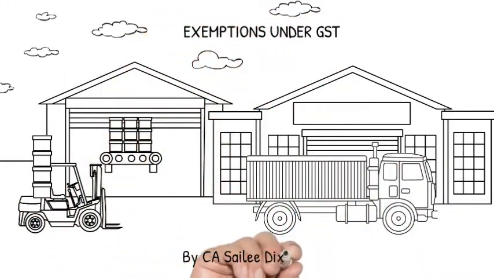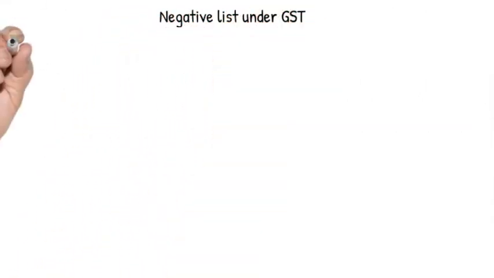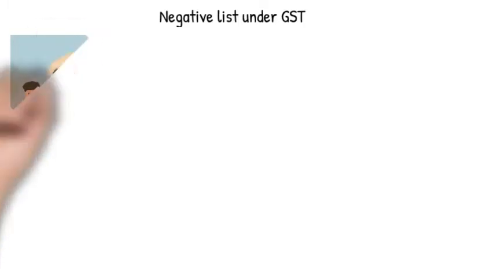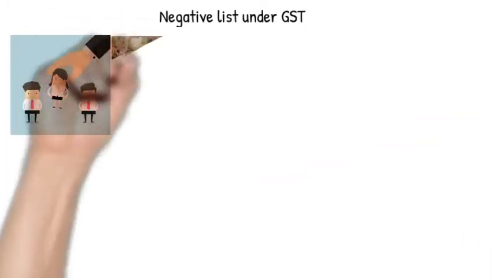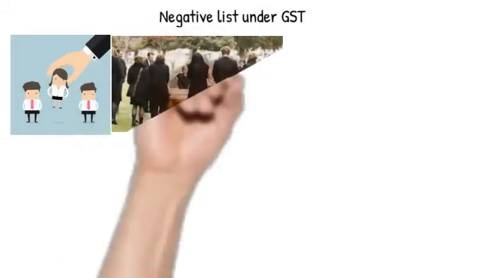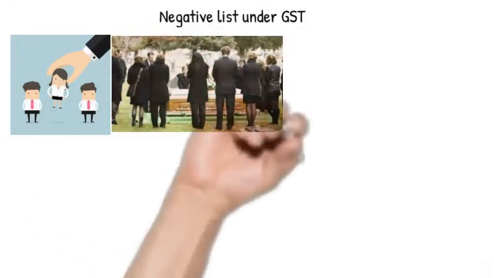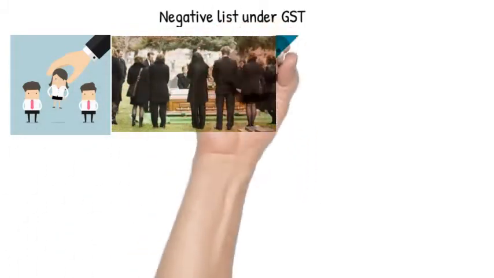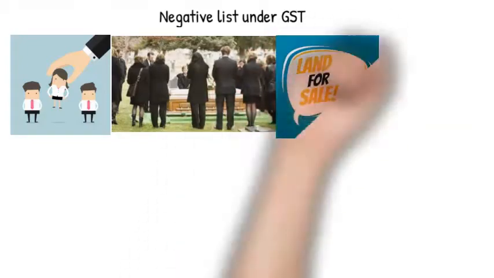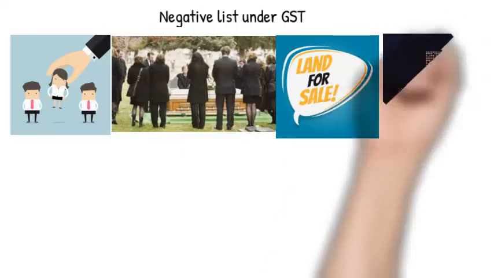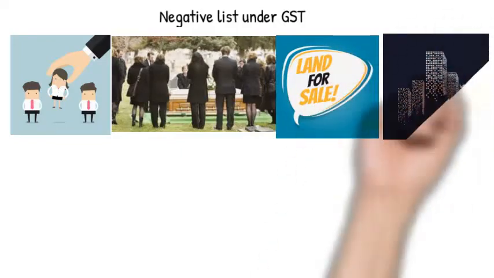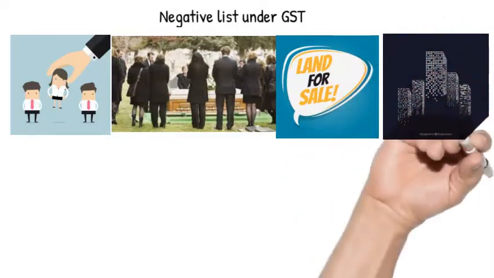Let's understand what the exemptions under GST are. Negative list under GST. The following are the categories which come under the negative list. First, service by an employee to the employer in the course of or in relation to the employment. Second, services of funeral, burial, crematorium. Third, sale of land. Fourth, sale of completed buildings.